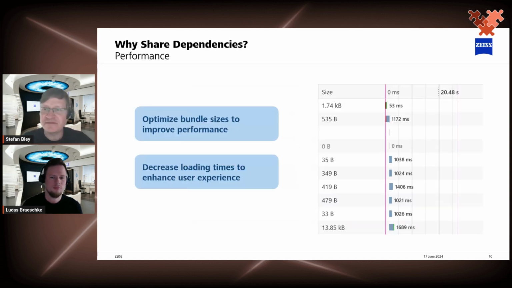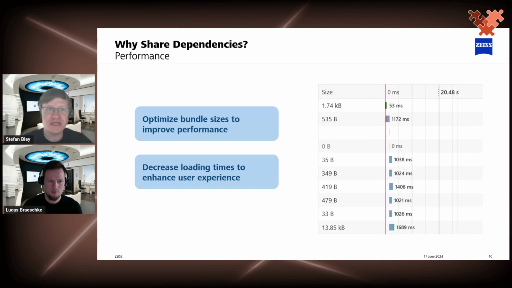So performance, I think, is obvious. We want to reduce the bundle sizes and we want to decrease the loading times to enhance the user experience. For example, if you consider the Angular framework with a megabyte or a UI library with fonts and images and all this, which in our case could be 5 megabytes, you don't want 10 or more microfrontends to bring this all along with them.